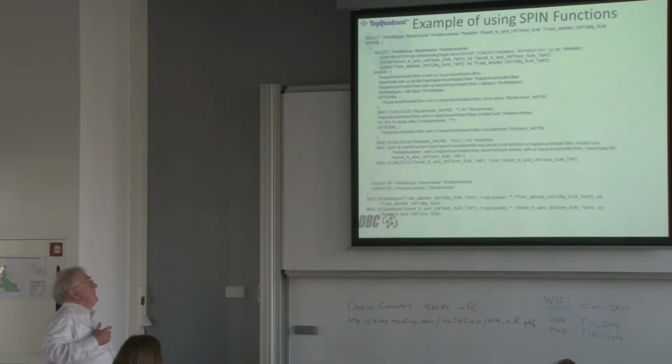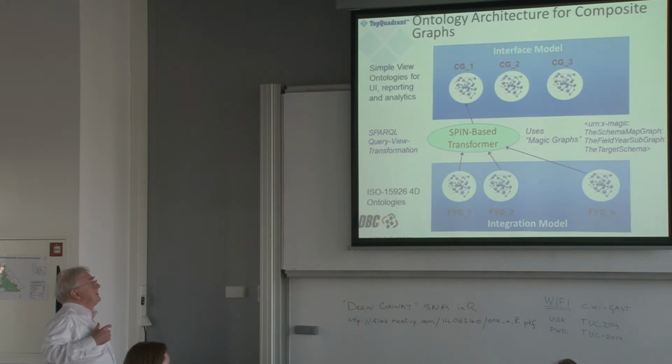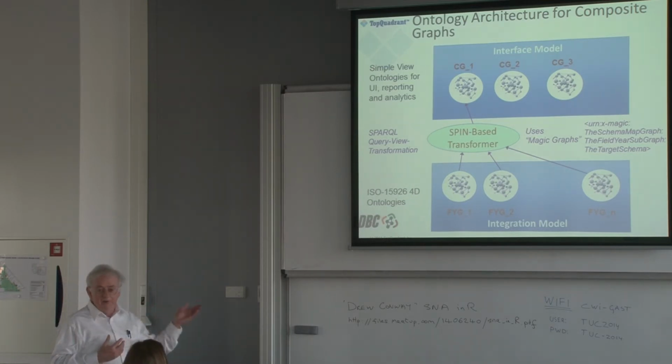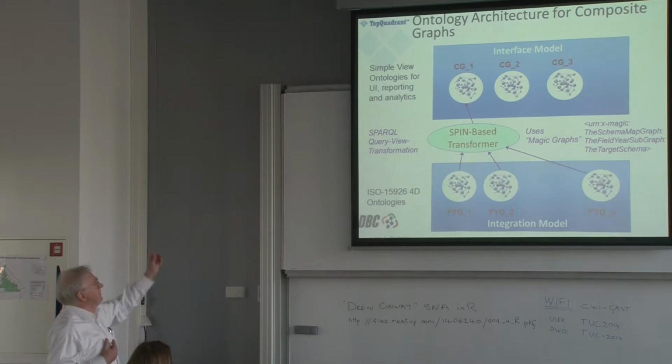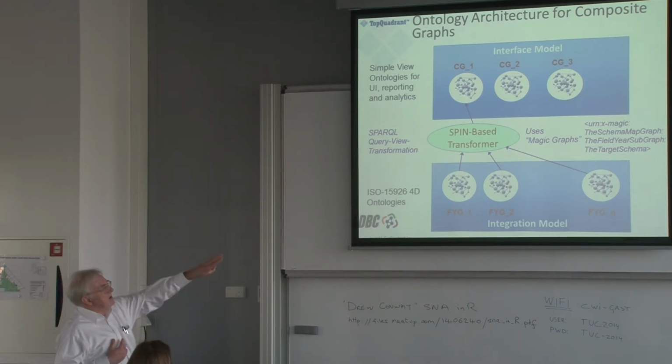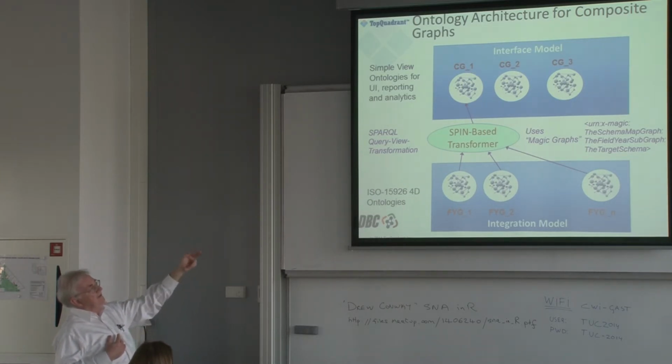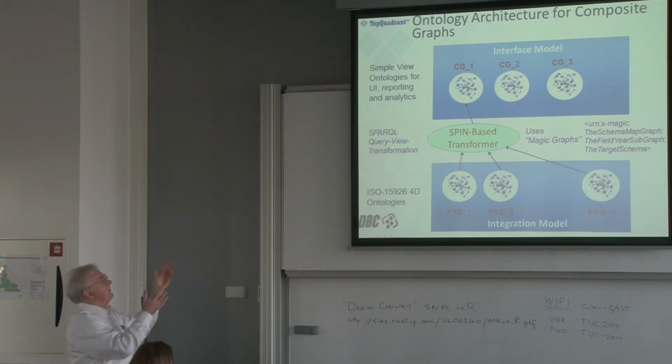So, in the interest of time, I'm going to just mention something called magic graphs, which is an innovation we've recently done for this project. A magic graph is like a view in SPARQL. What it's doing is a query view transformation. The magic graph syntax has three parts to it. The first part is the schema map. The second is the field year subgraph we want. And the third is the target schema we're transforming into.